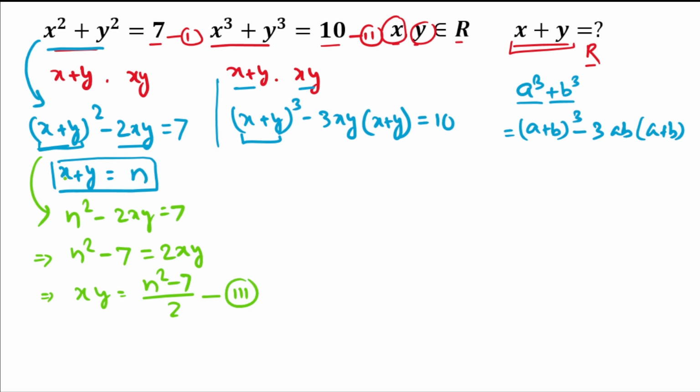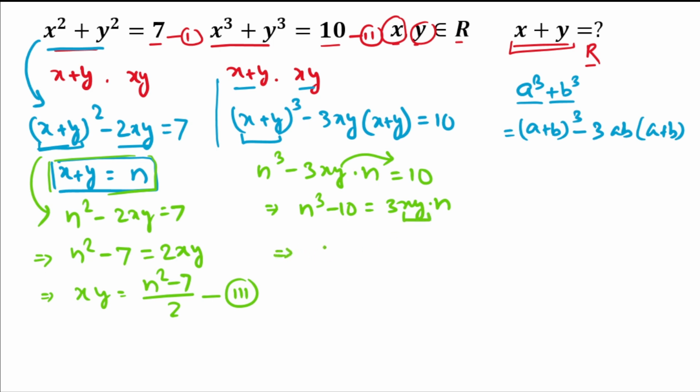Now in this equation, we have let x plus y as n, so we'll write n cube minus 3 times xy multiplied by n, and that is equal to 10. Now we'll take the xy term to the right hand side, so it will be n cube minus 10 is equal to 3 times xy multiplied by n. Now from here we will calculate the xy value. So the value of xy will be n cube minus 10 divided by 3n, and we'll call this equation 4.